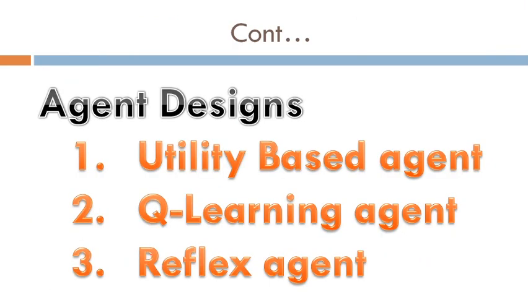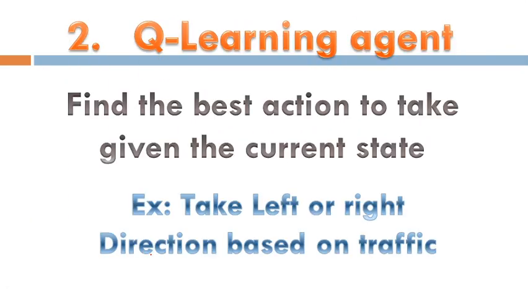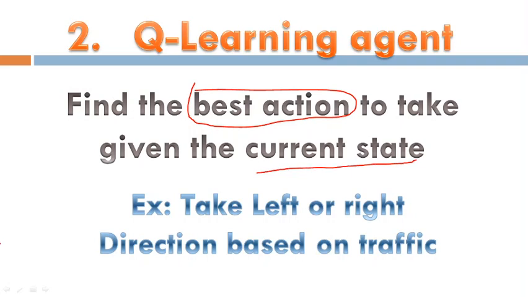Next, the second type of agent is the Q-learning agent. Here, you are choosing the best action based on the current state. Suppose you are moving in this direction. You have to go left or right. Suppose on the left side the traffic is very high. What will you choose? You will take a right turn to the destination. So that is one example of Q-learning.